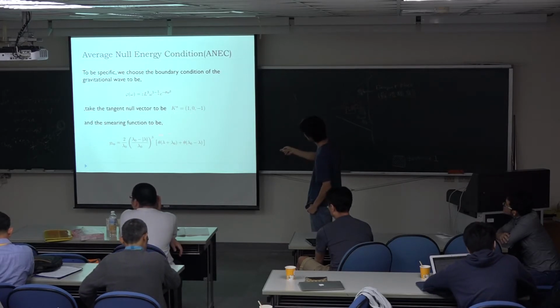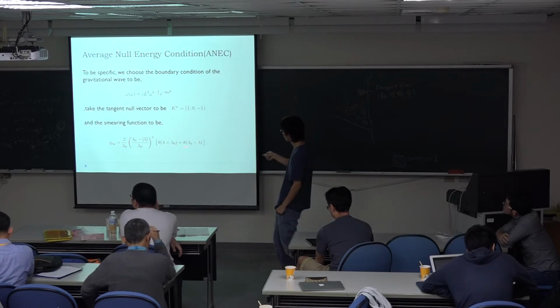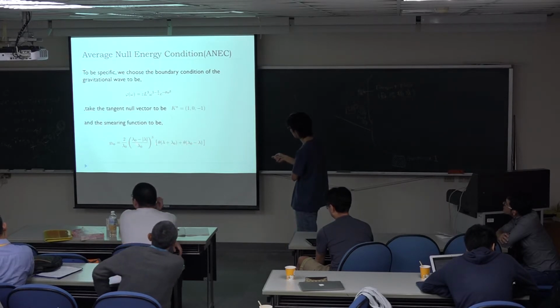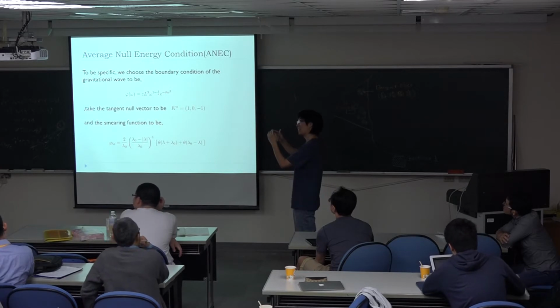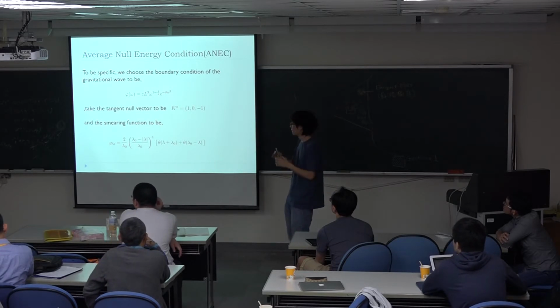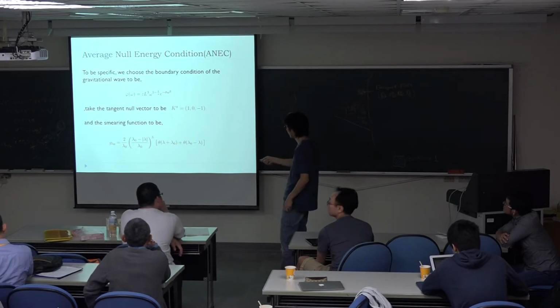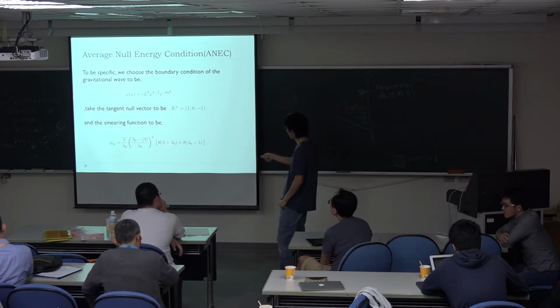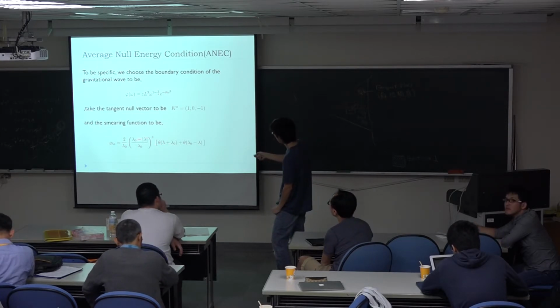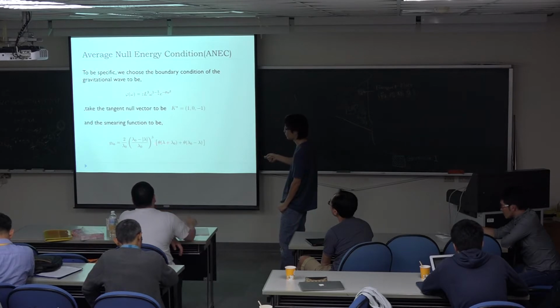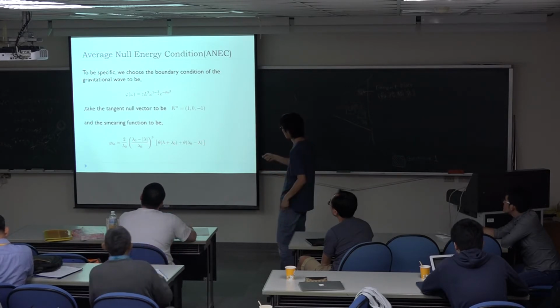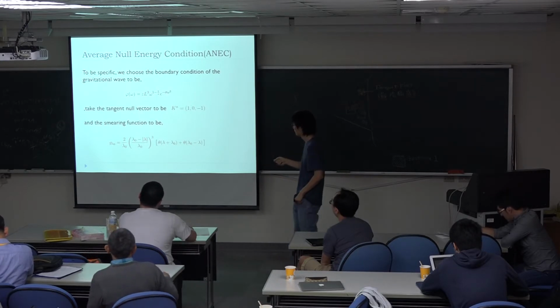you also need to choose the smearing function. So this is the smearing function we choose. Basically, you smear your energy momentum tensor by this kind of function. This function is non-zero only between minus lambda naught and lambda naught, and its maximum is at lambda equal to 0.